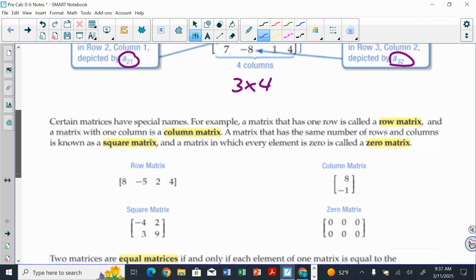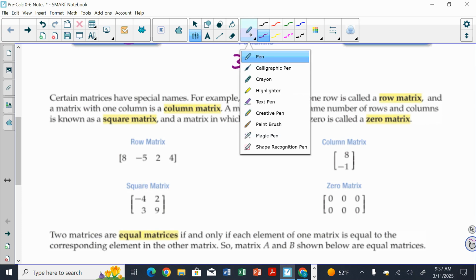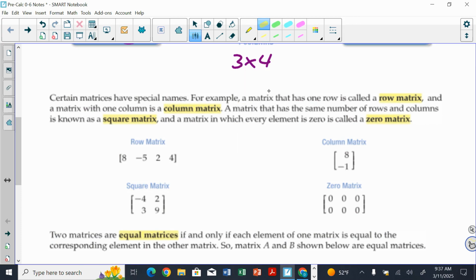All right, certain matrices have special names. For example, a matrix that only has one row is called a row matrix. And then we have one with just a column, which is a column matrix. So those are shown right here. A matrix that has the same number of rows and columns is a square matrix. So you can see that same rows, 2 rows, 2 columns in that one. And one that has all zeros is called a zero matrix. So you can see that one there. So just some kind of special ones.